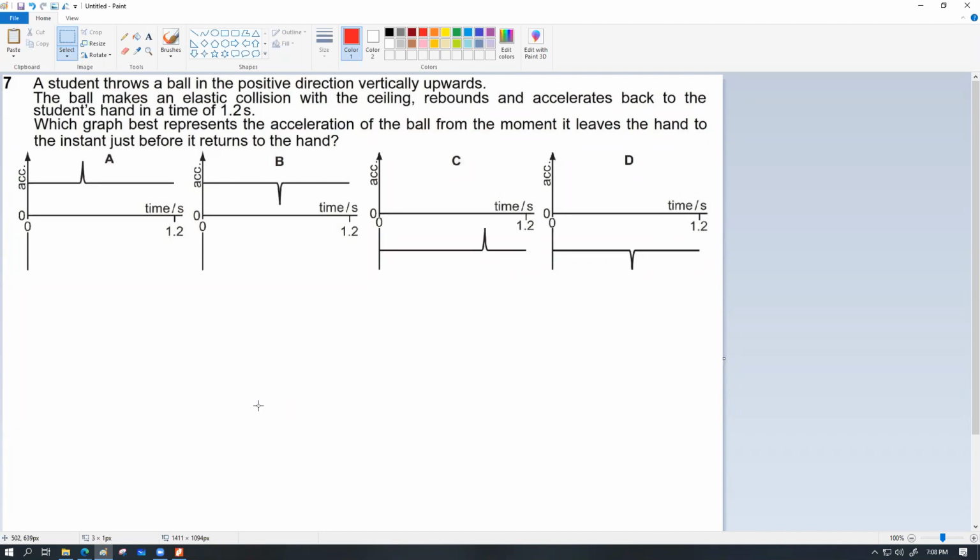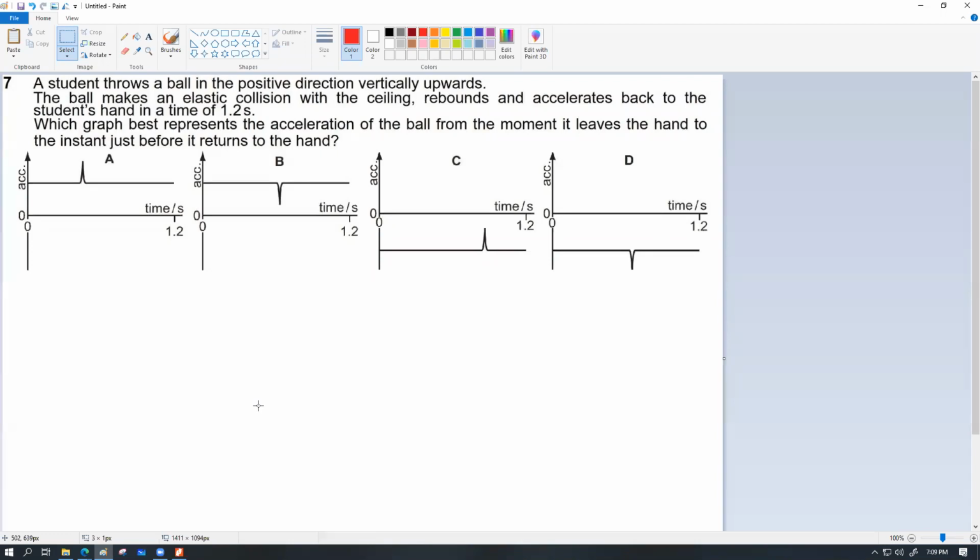So the question says that a student throws a ball in the positive direction vertically upwards, which means downwards everything is negative. As a vector, downwards everything is negative. So if you throw it upwards, vertical gravitational acceleration will work downwards. So for most of the duration of its motion, the acceleration is supposed to be downwards. So A and B are out of the question. That's the first thing you need to decide. Now you need to only work between C and D.